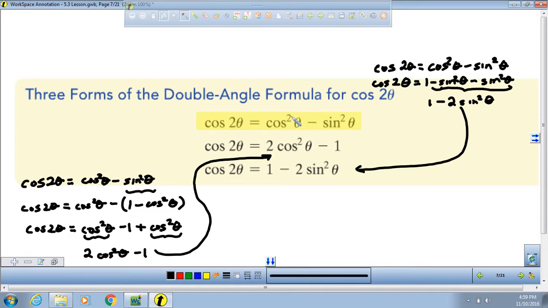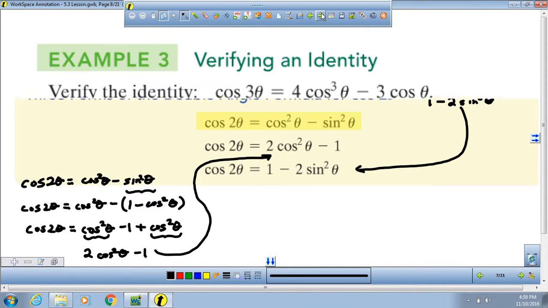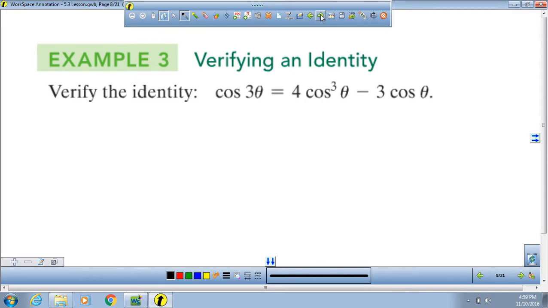Okay, so what we are going to work on next is verifying the identity. This is one of the problems that I told you about. Usually what we need to attempt to do is work with the most difficult side and try to rewrite it into the easiest side, right? In this case, this is the exception to the rule.